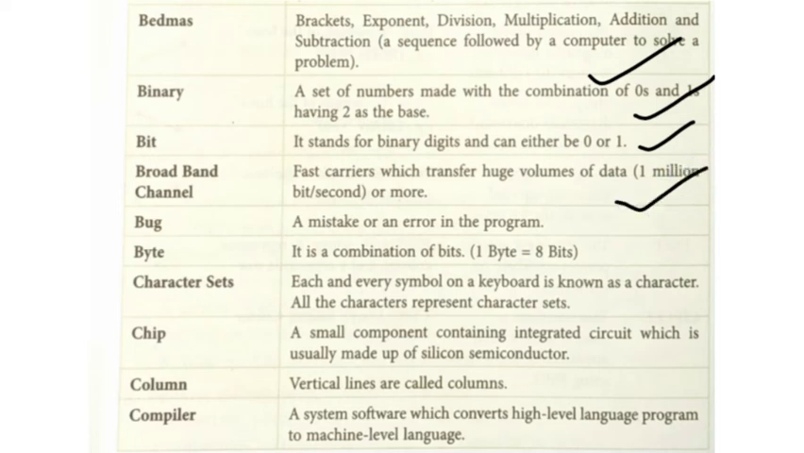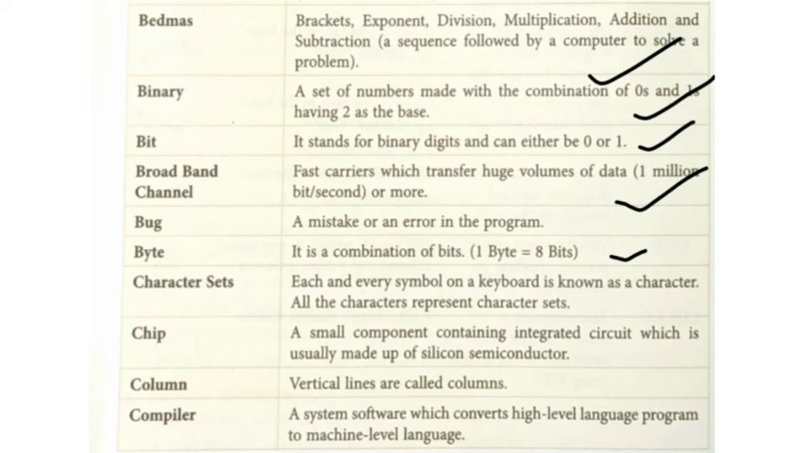The next one is bug. What is a bug? A mistake or an error in a computer program. When any programmer is making a program and it has some mistake in it, in computer language we call it a bug. We will not say mistake or problem, we will say bug. Next is byte. What is a byte? It is a combination of bits, and we all know the combination of 8 bits is equal to 1 byte.